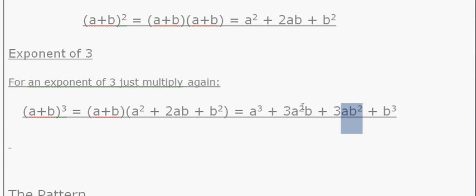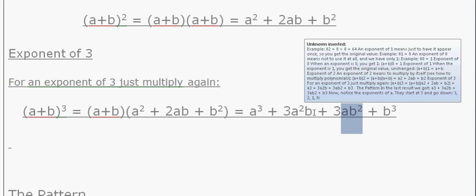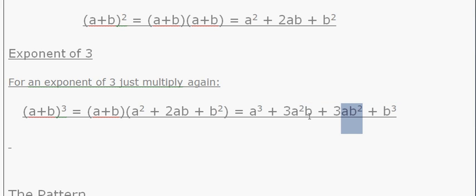Again it was a power 2. A power 2 decreased and became a power 1. Okay, and b was simple, b had 1 as its power. It increased and we got b power 2.